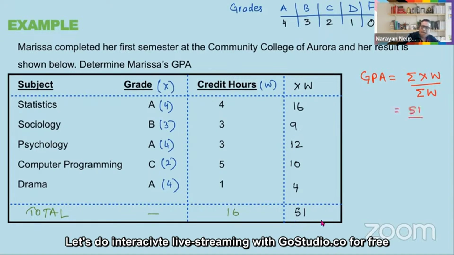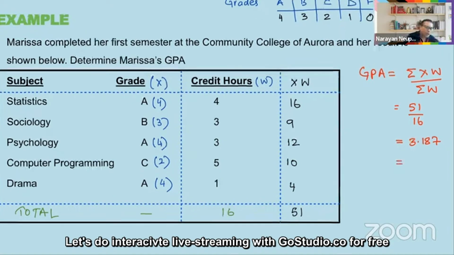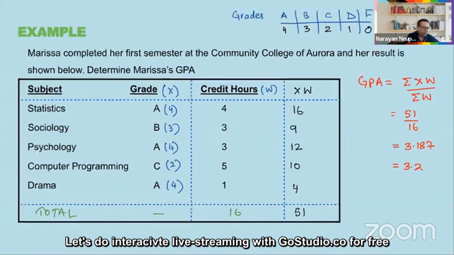And you divide that by the sum of w, that's 16. And 51 divided by 16 is 3.187 approximately. But GPA, we write up to 1 decimal place, right? Like we say 2.0, or 2.5. You see that some colleges will accept your application for transfer if you have a minimum of 2.5, right? So they are looking for 1 decimal place. So here, if we round it, that will be 3.2. So the GPA here is 3.2.